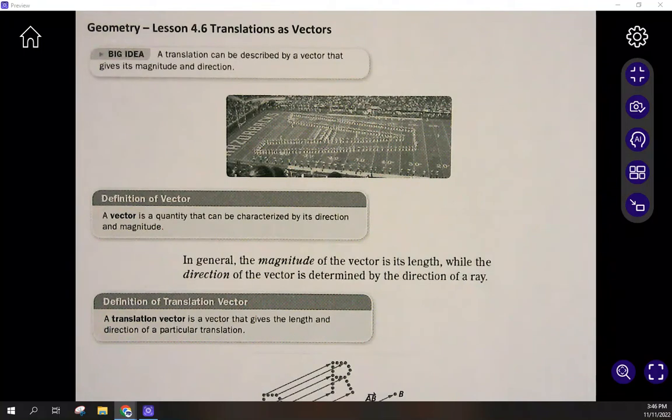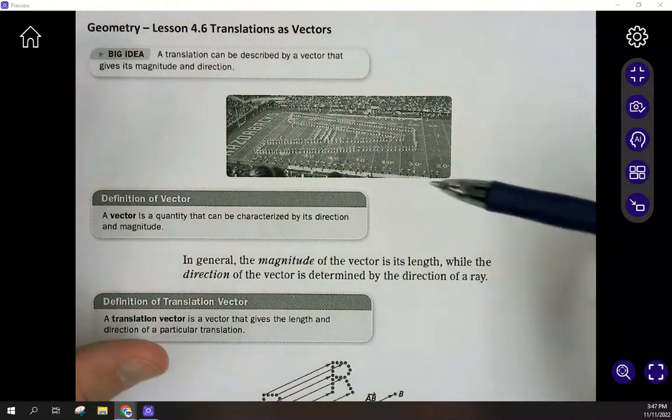This is Geometry Lesson 4.6, Translations as Vectors. So a big idea today is a translation can be described by a vector that gives its magnitude and direction. Just a reminder, translations are our slides where we take a figure or a point and we just move it somewhere. And a vector is going to tell us how far to move it and what direction.